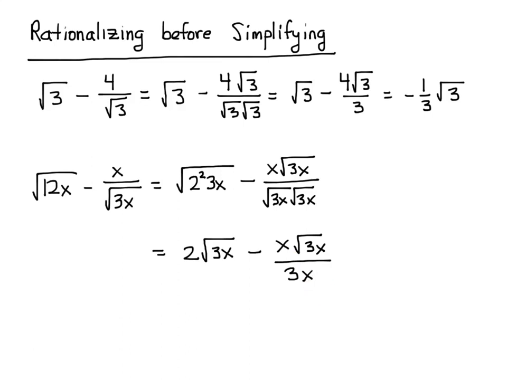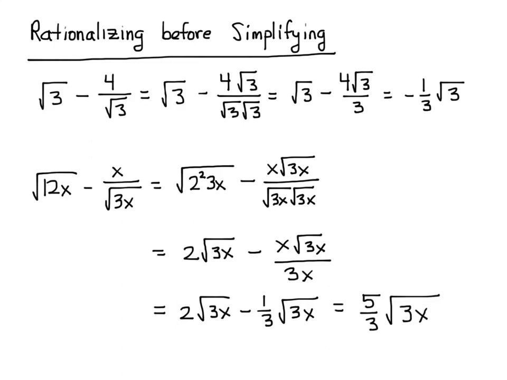So what I really have here is 2 times the square root of 3x minus 1/3 times 3 times the square root of x. Okay? And of course then 2 minus 1/3 is 5/3, because 2 is 6/3. 6/3 minus 1/3 is 5/3. Okay. Of course, it's time for you to try some.